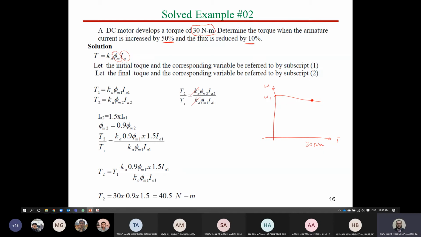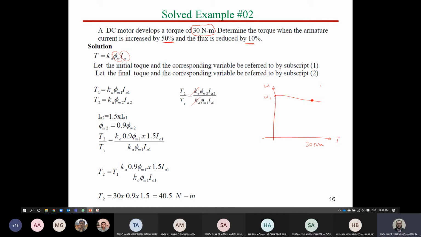Sultan Al-Dosari. Yes, doctor. What do you think, Sultan? What do you think? What will happen to the motor speed? I think it will decrease. It will decrease if we reduce the flux.